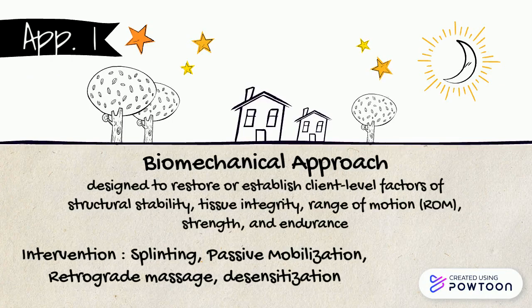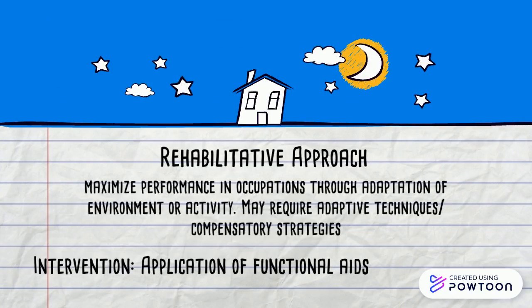and endurance. The interventions that we implemented are splinting, passive mobilization, retrograde massage, desensitization, and sensory re-education. The aim of the rehabilitative approach is to maximize performance in occupations through adaptation of the environment or activity. The intervention implemented using this approach is the application of functional aids.